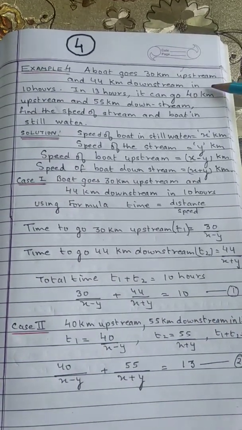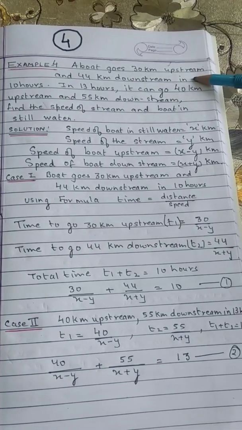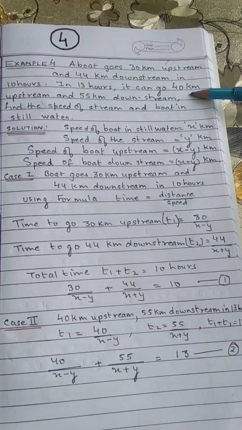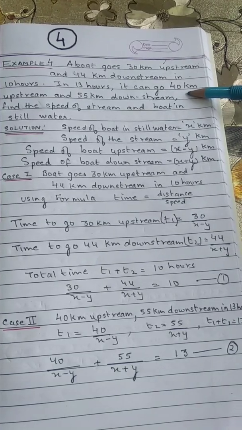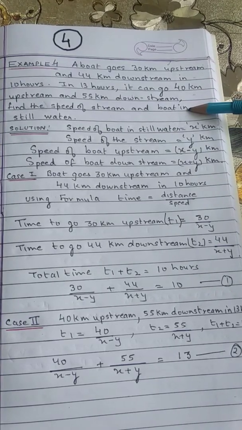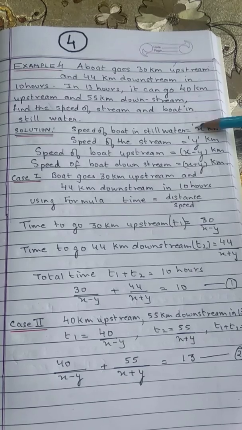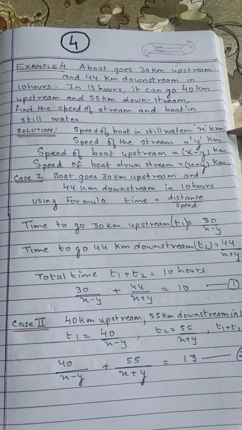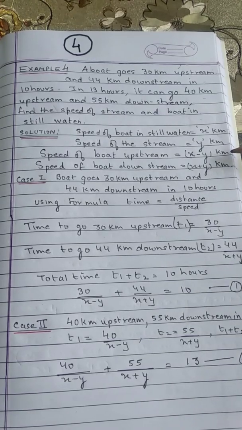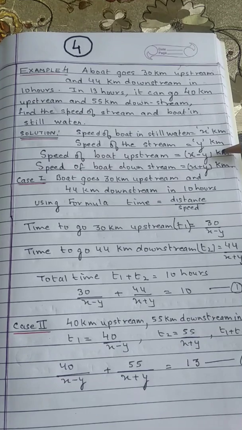In example 4, a boat goes 30 kilometers upstream and 44 kilometers downstream in 10 hours. In 13 hours, it can go 40 kilometers upstream and 55 kilometers downstream. Find the speed of the stream and the boat in still water. We consider the speed of the boat in still water as x kilometers per hour and speed of stream is y kilometers per hour.